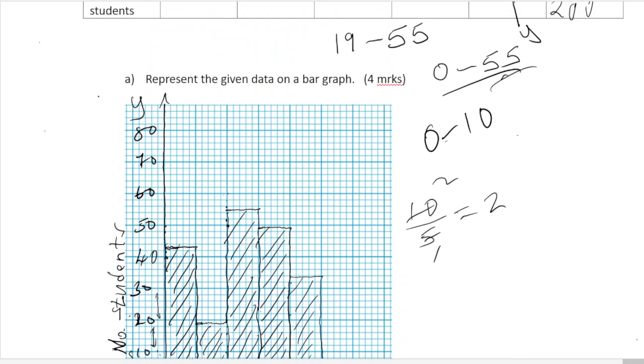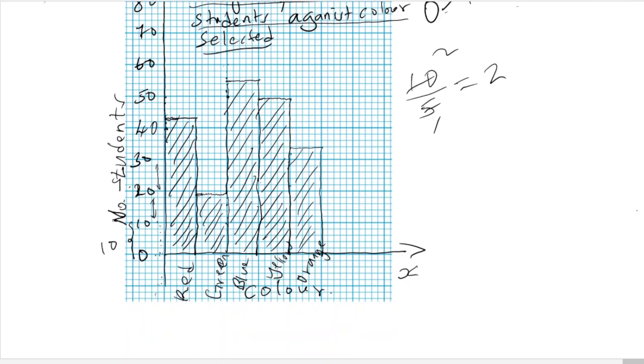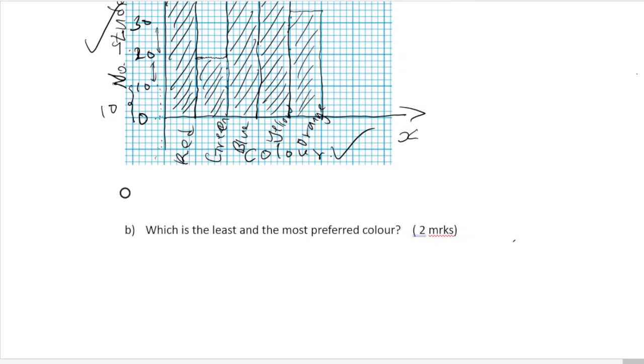The last thing now is to give the title: the graph of number of students against the color selected. That is our title of the graph, and we will have 1 mark here. We have 4 marks, another mark here, and 2 marks inside here. That's how the marks will be distributed.